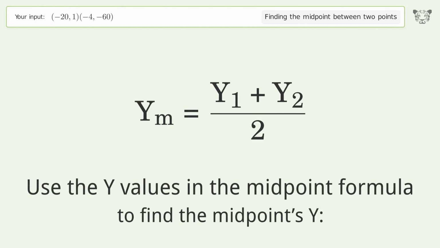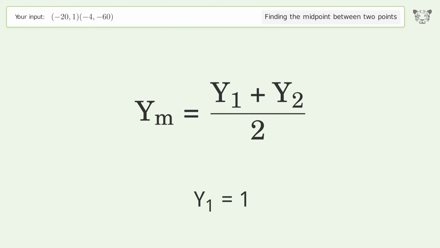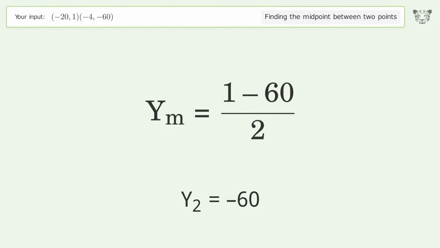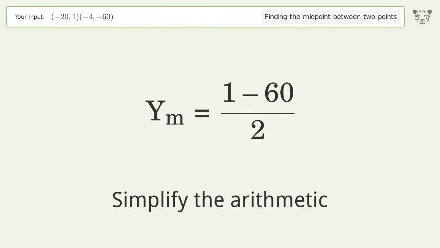Use the y values in the midpoint formula to find the midpoints. y1 equals 1, y2 equals -60. Simplify the arithmetic.